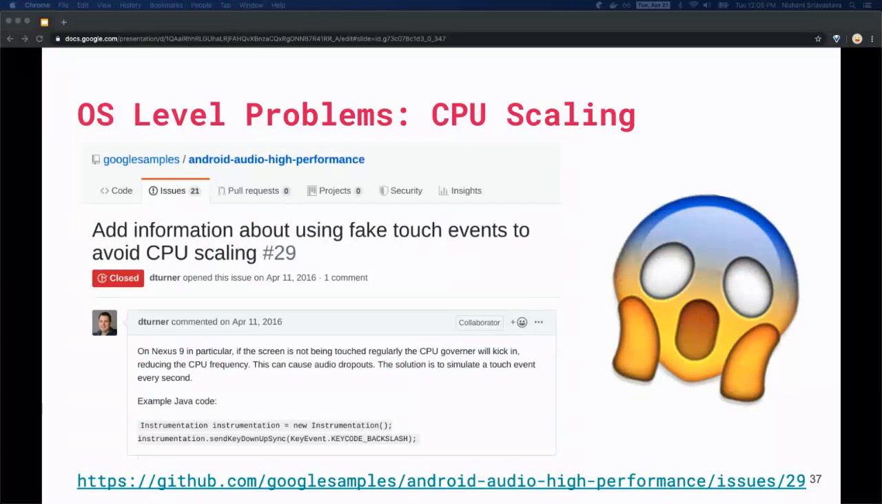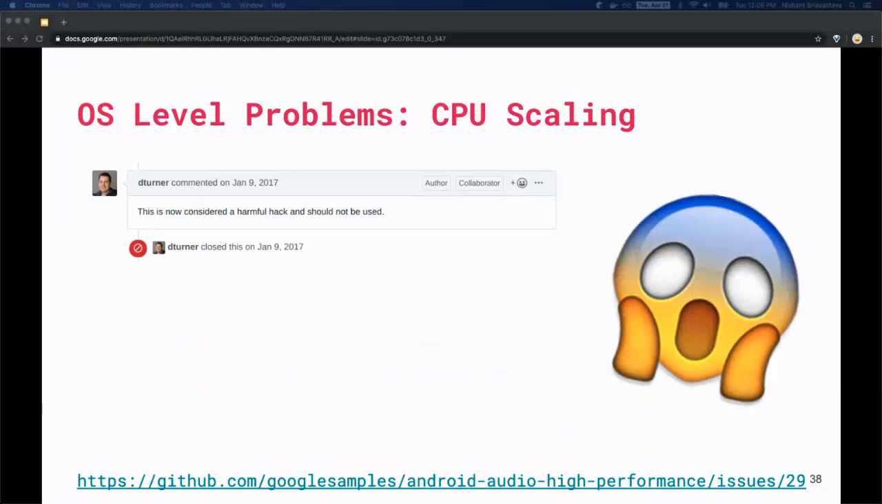Basically, triggering a touch event every few seconds so that they can keep the UI alive and make sure that the CPU understands that some sort of user interaction is happening. So its high performance mode is always active. Although he later on said that it is considered harmful as a hack and it should not be used, I can tell you that a lot of companies actually still use it because there's no way around it. It's an OS level problem and the CPU governor is scaling everything down.